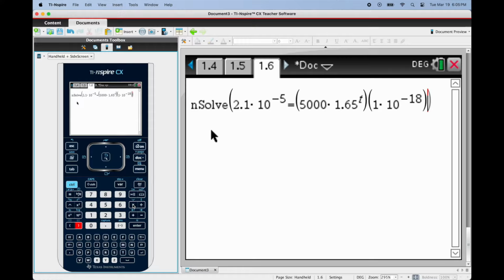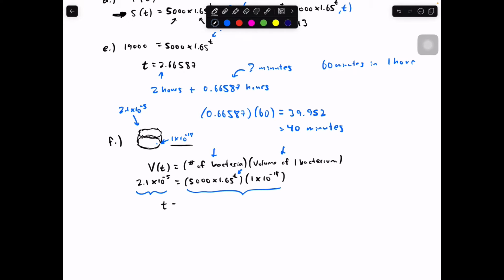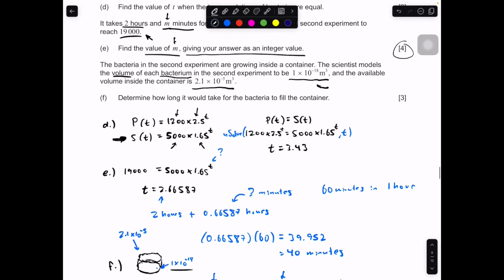Okay, let's check that that is correct. 2.1 times 10 to the negative 5, 5,000. Looks good. And telling the calculator to solve for t, and it worked. Okay, great. This value is 44.248. So t is equal to 44.248, or 44.2. Was it hours or days? Hours, okay.